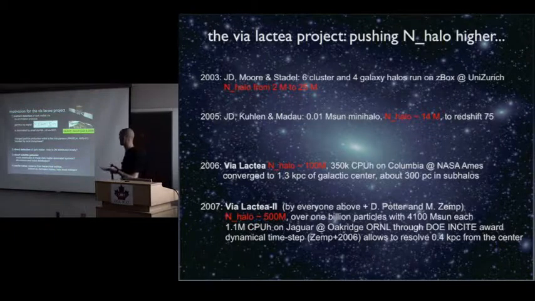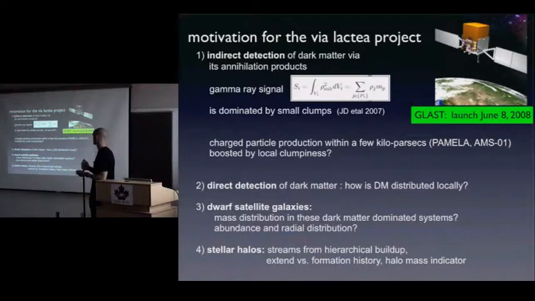So why do we spend all this CPU time and all this effort on resolving dark structures, which are mostly dark and boring? One motivation is indirect detection, especially GLAST. Its launch date is now set for this Sunday, so it should launch around noon this Sunday from Cape Canaveral. That's a gamma ray space telescope that will survey the entire sky several times per day. And if all goes well, it will start taking data in a few weeks after the calibration.